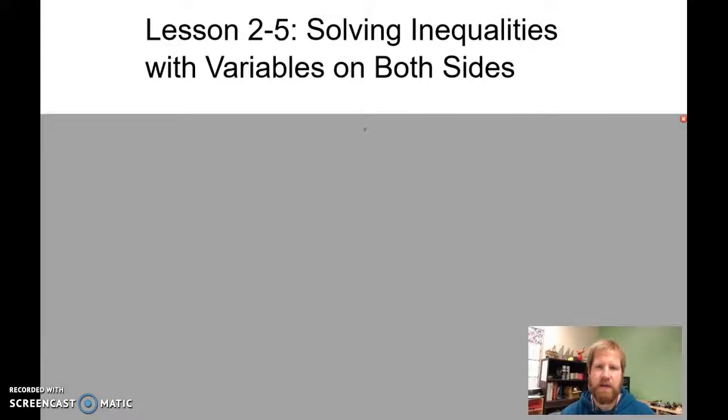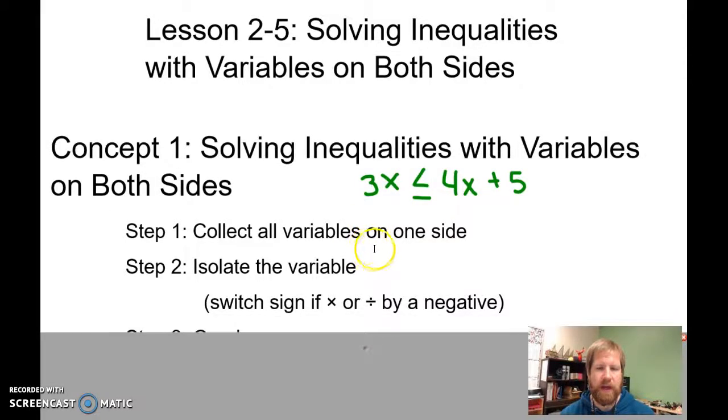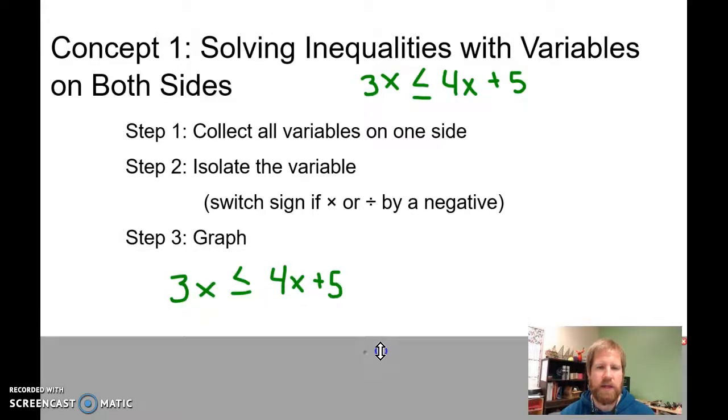Lesson 2.5, solving inequalities with variables on both sides. We don't have any vocabulary for this one, so we're going to jump right into the first concept, which is also solving inequalities with variables on both sides. And we can look at an example right here.